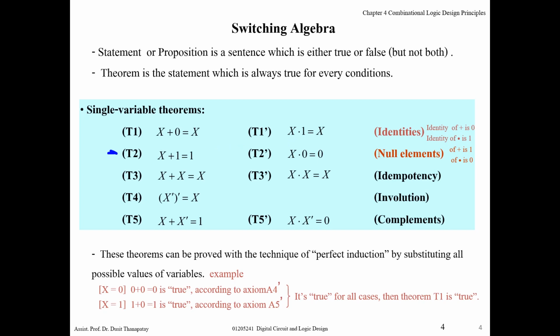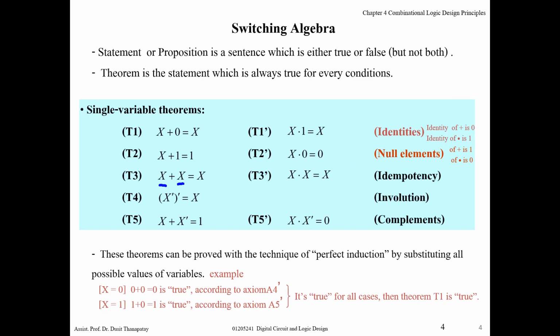And for theorem 2, x plus 1 is 1. X and 0 is 0, it's okay, right? 1 or anything is 1. 0 and any value is always 0. This is the null element theorem.